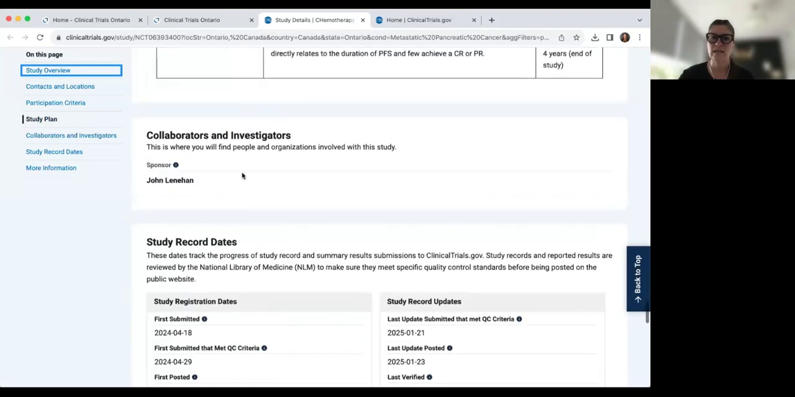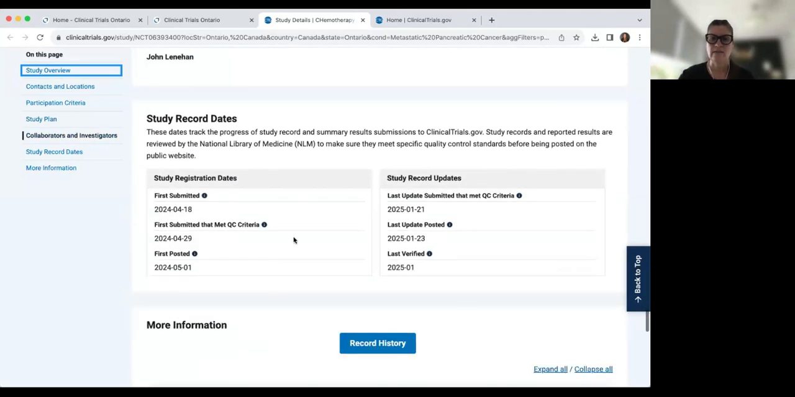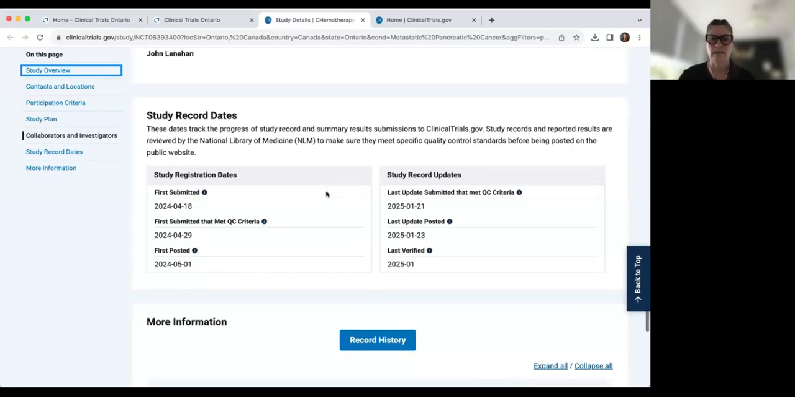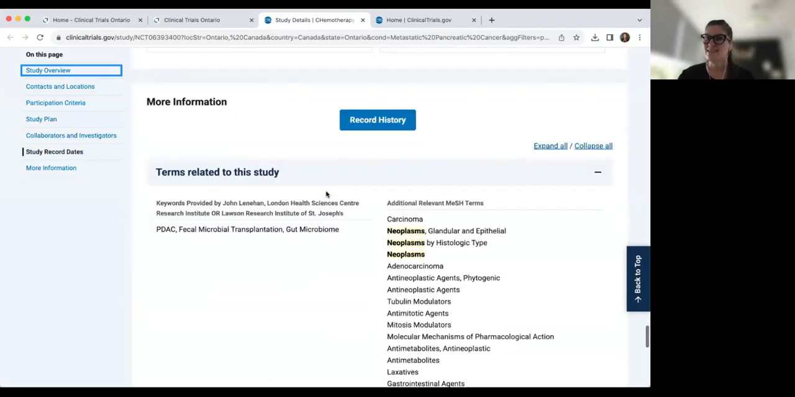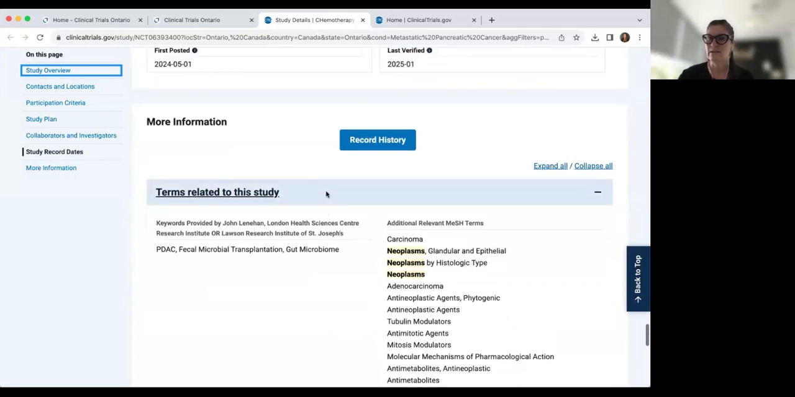Again, it tells you if there's any collaborators. It gives you some information about the study record dates as well. So those types of things. So lots of juicy information within these studies that is laid out in a fairly nice way, I think.